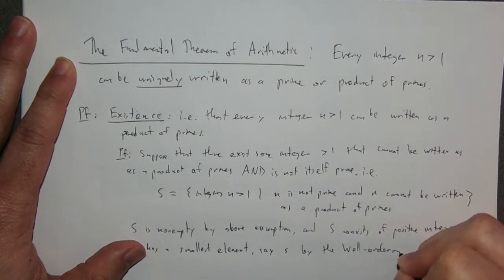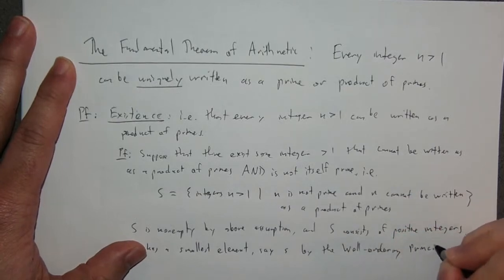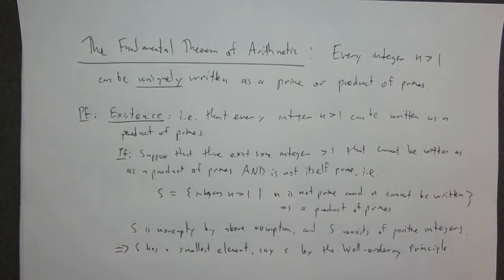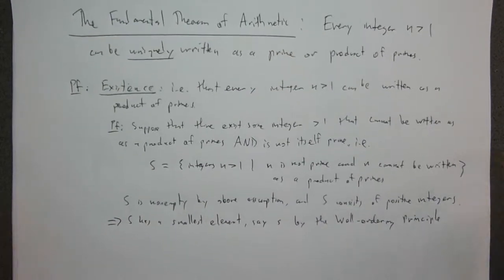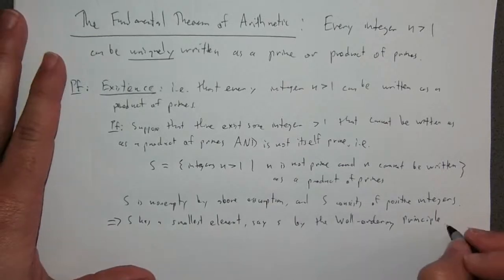By my count, I think that's the third time I've used the well-ordering principle in a proof so far this semester. So if you need a quick refresher on that, as I mentioned before, this is in one of the appendices. It might be the first one. I think it's in Appendix A.